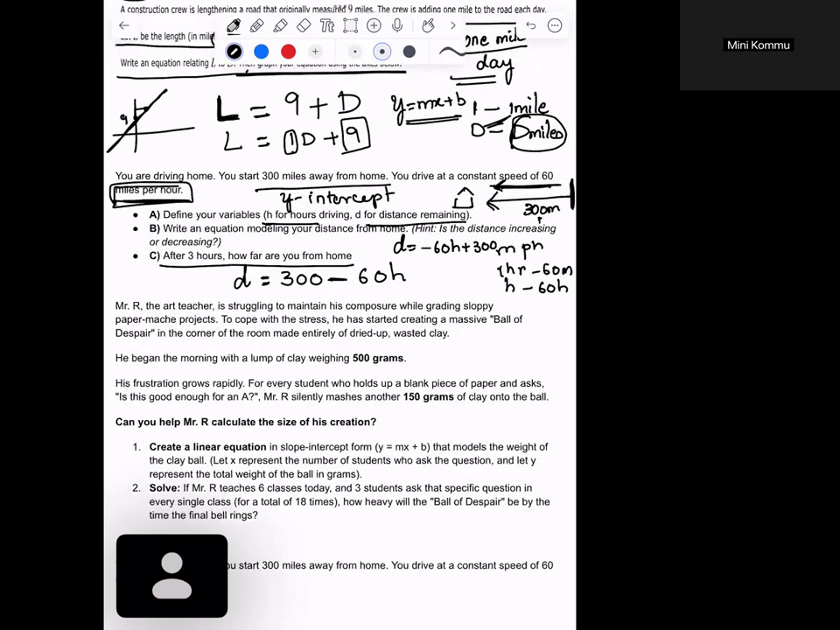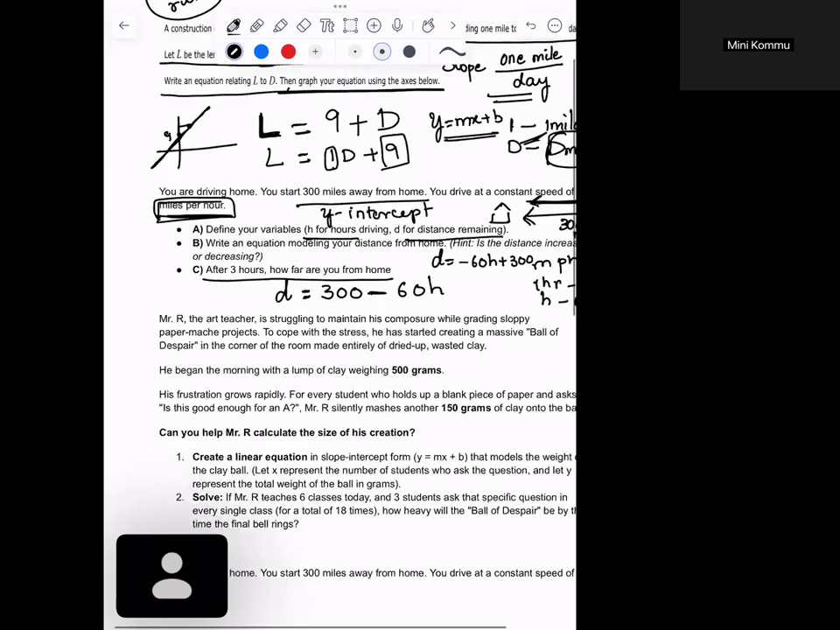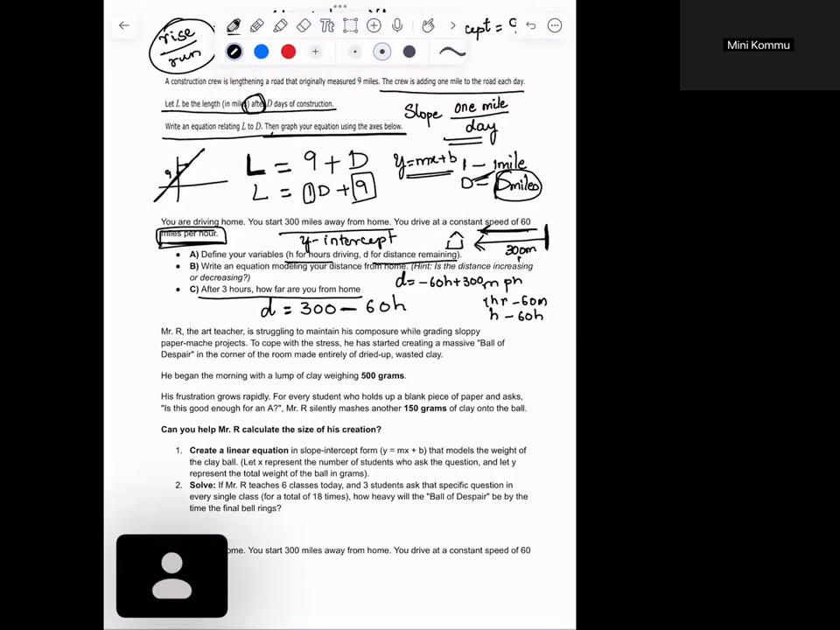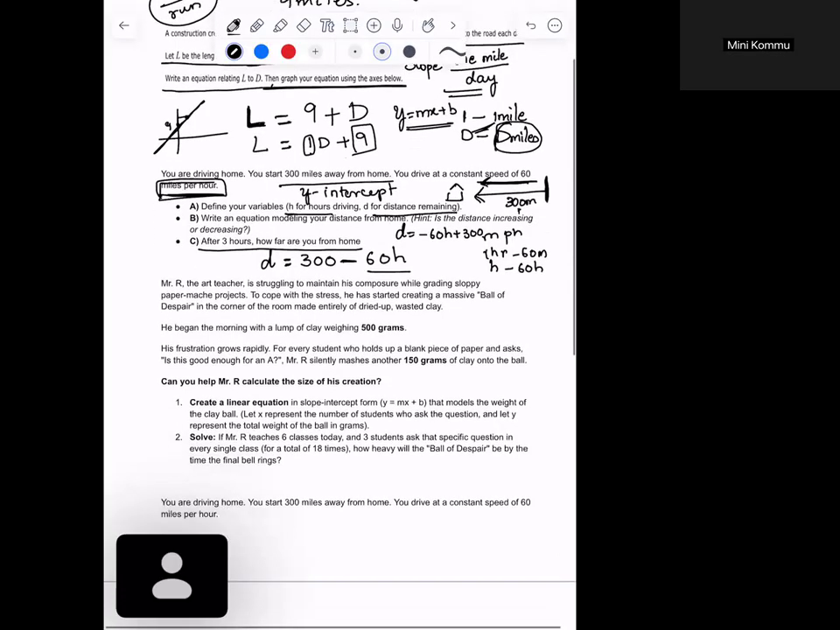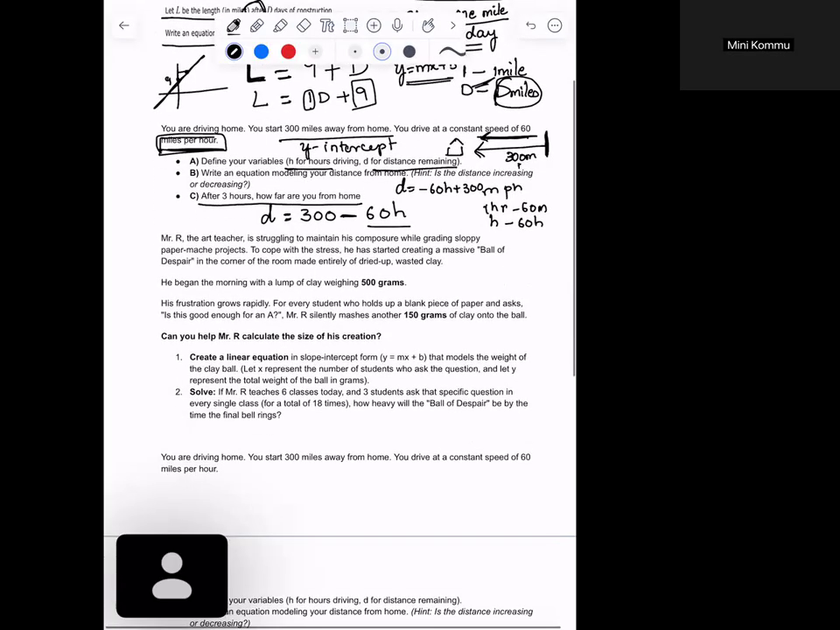All you need to do is instead of h, plug in 3 and then subtract it from 300. Subtract 3 times 60, which is 180. Subtract 180 from 300 and you will know how far you'll be from your house after 3 hours. Again, please ensure that you know how to identify the y-intercept and the slope. The problem will be done for you automatically once you have that down.